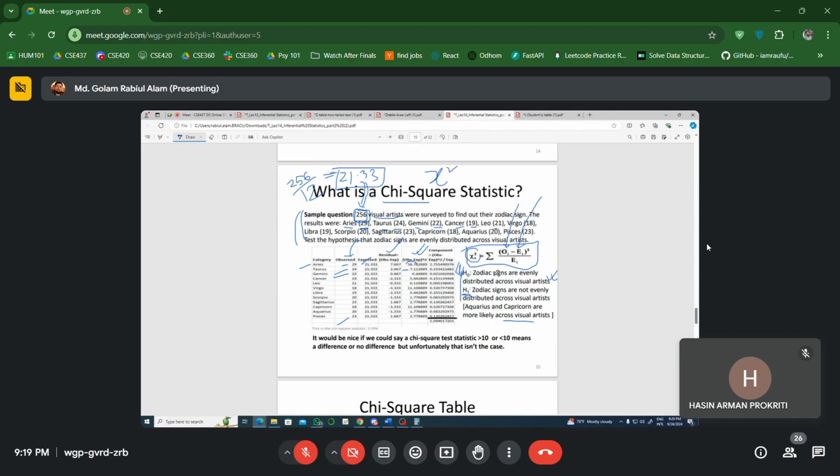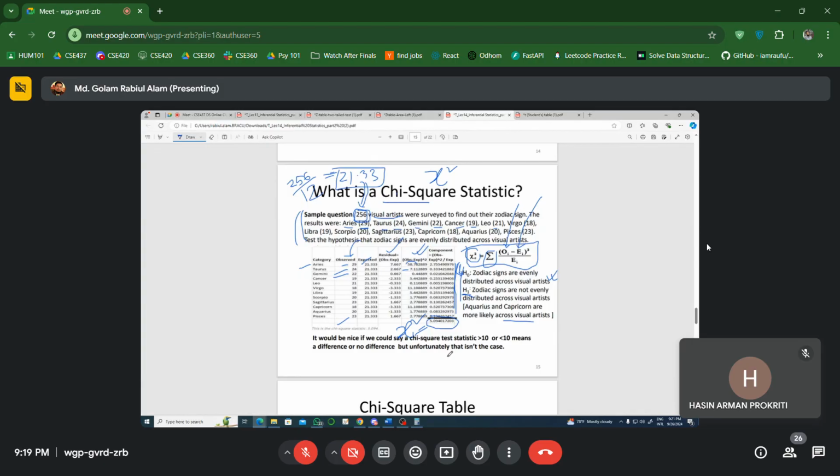Then we have to apply the summation. That means we add all these values. If we add all these values, we get 5.094. This is the value of chi-square. So the chi-square value we got is 5.094.